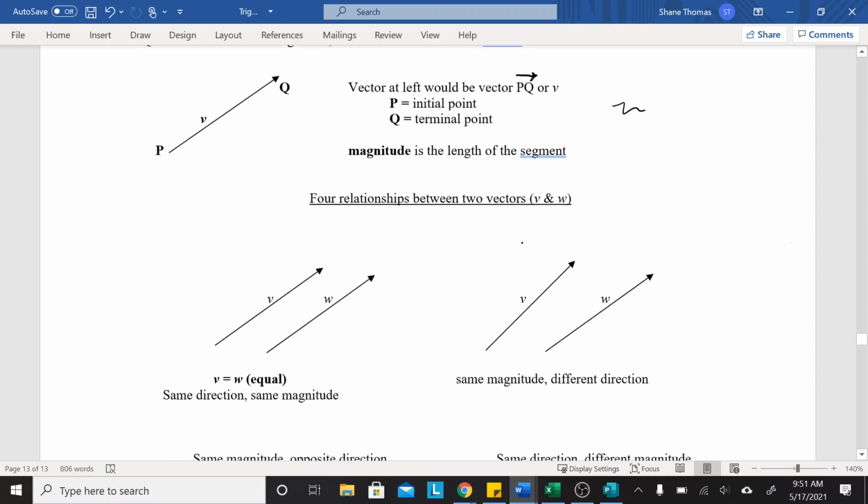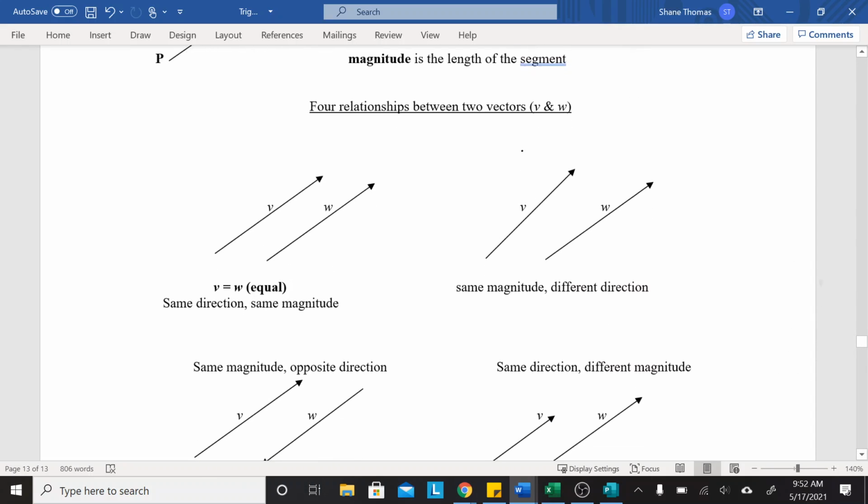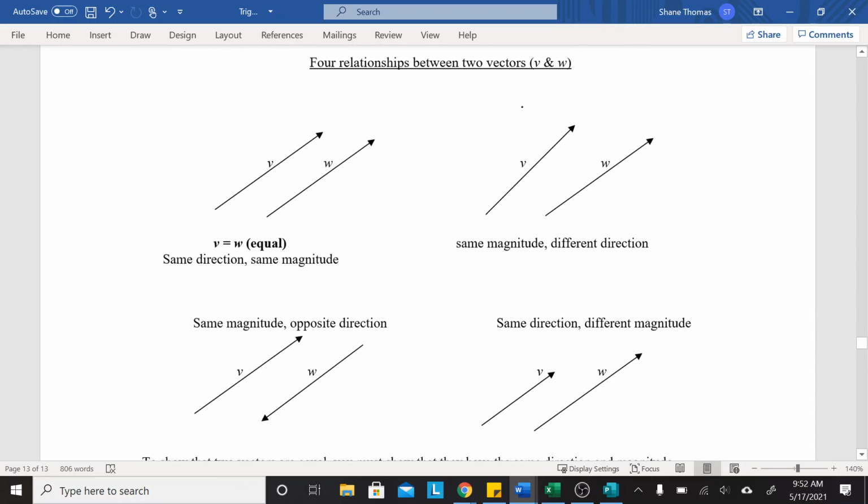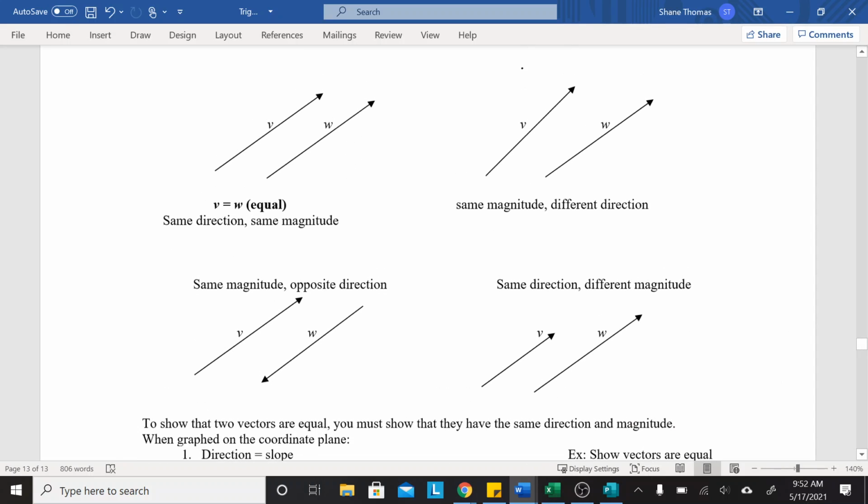So anytime you have pairs of vectors, there's four different things that can happen. One, you can have equal vectors. Equal vectors have the same direction and the same magnitude. Second one, you can have two vectors that have the same magnitude, so they have the same length, but they're going in slightly different directions. You can have the same magnitude in opposite directions, which is on the bottom left there. Same length, their directions are just completely flipped. And then you have same direction, different magnitude.